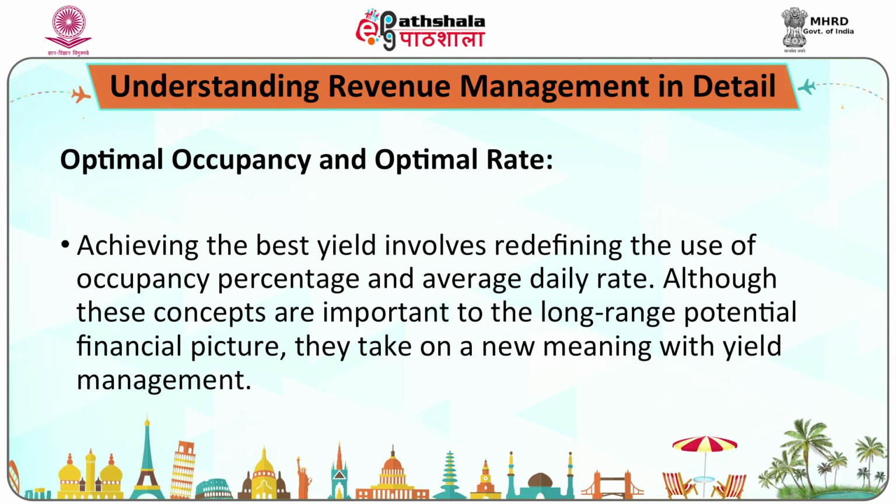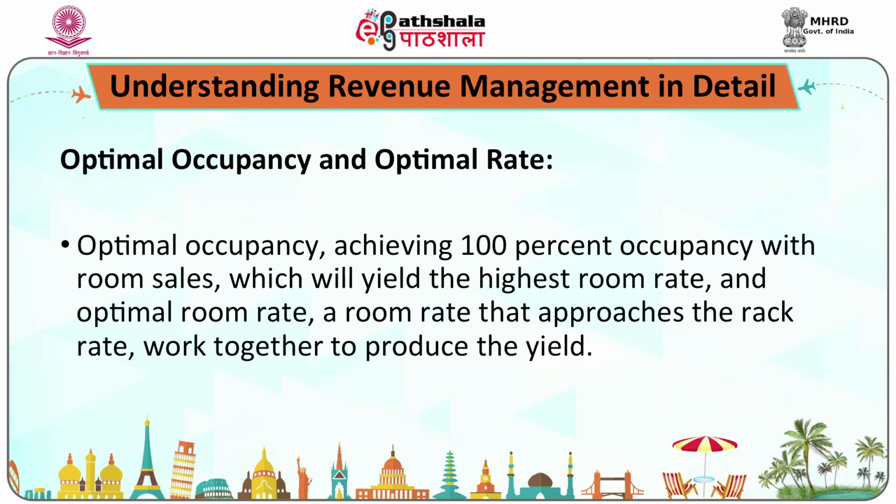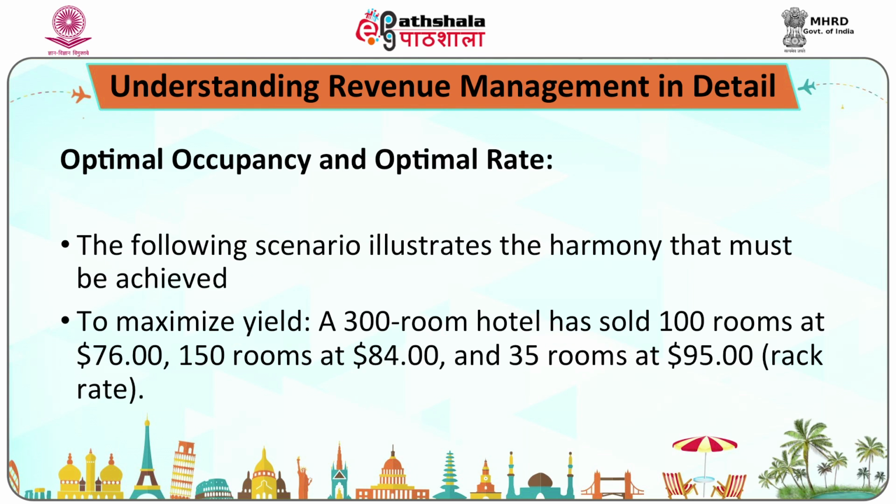Optimal occupancy and optimal rate. Achieving the best yield involves redefining the use of occupancy percentage and average daily rate. Although these concepts are important to the long-range potential financial picture, they take on a new meaning with yield management. Optimal occupancy, achieving 100% occupancy with room sales, which will yield the highest room rate, and optimal room rate, a room rate that approaches the rack rate, work together to produce the yield. The following scenario illustrates the harmony that must be achieved to maximize yield.